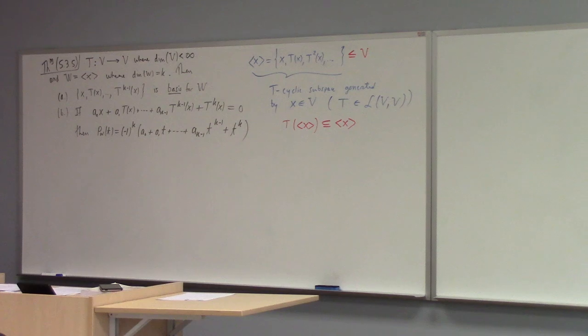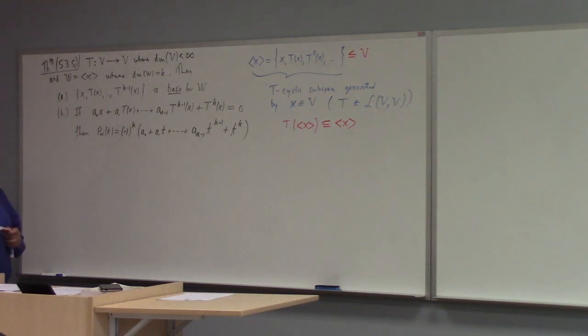And I think we can even argue that it's the smallest T invariant subspace which includes x. So if you have a T invariant subspace which has x in it, then this is the smallest such subspace.